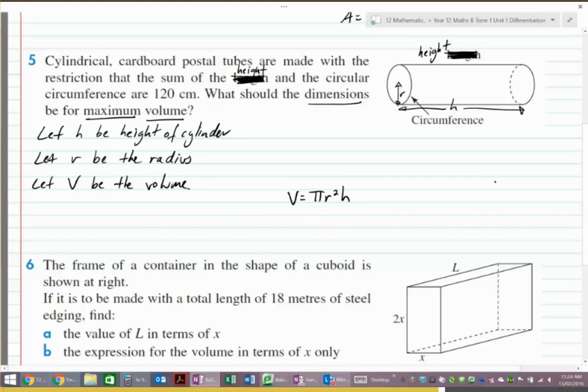Let me define some other relationship between them. Typically they'll give you some sort of maximum surface area, so that you're really finding what's the biggest thing I can make with a certain amount of material. The one in this question is a bit weird. This restriction that the sum of the height and the circular circumference is 120 centimeters. What that information is really telling us is that the height plus the circumference of this circle, which is 2 pi r, has to equal 120 centimeters.